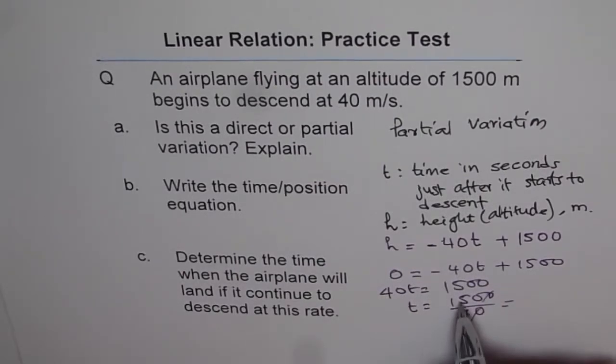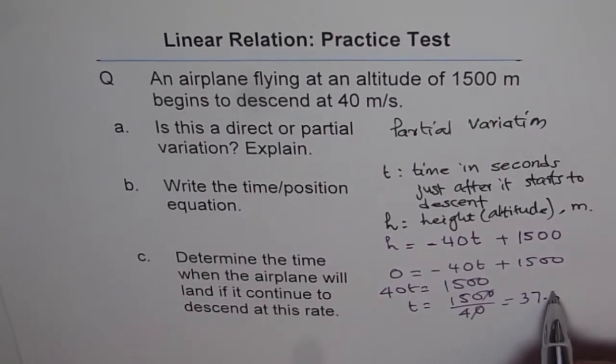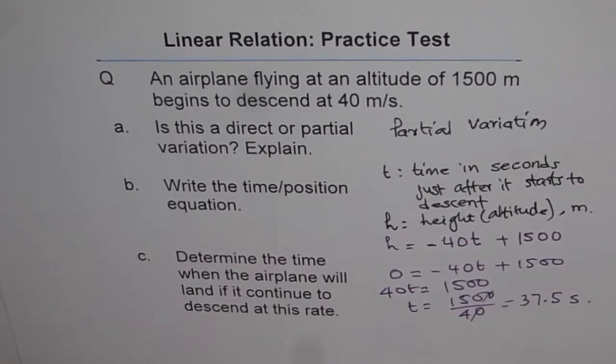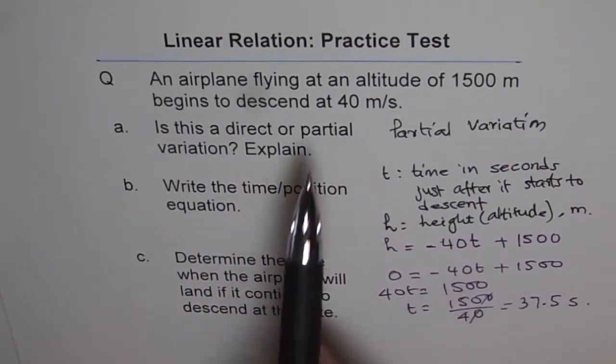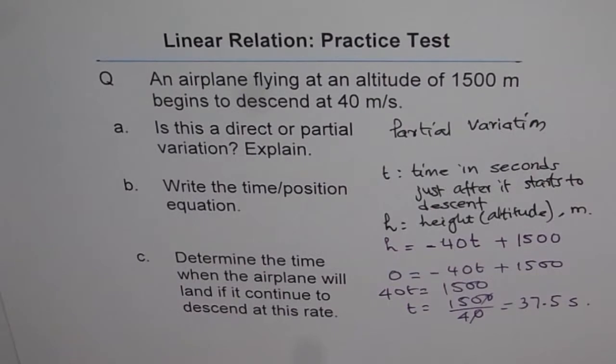So we get 4 will go 3 times, 12, 30, 7 times, and then 20, 5. And the units are seconds. So after 37.5 seconds, the plane will land, right? If it continues to descend at the same steady rate of 40 meters per second, correct?